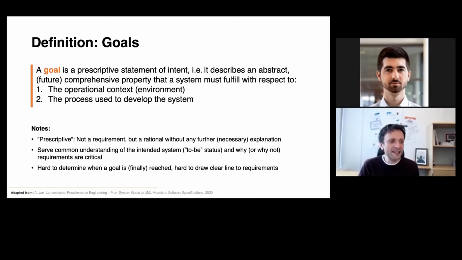And lastly, it is very hard to determine when a goal is finally reached. This is very much true. To a certain extent, however, I believe that this is not really as much important as having a clear set of requirements that I can clearly test when accepting the software system and associating those requirements with the goals. But more about this in a second, what I mean exactly by this.